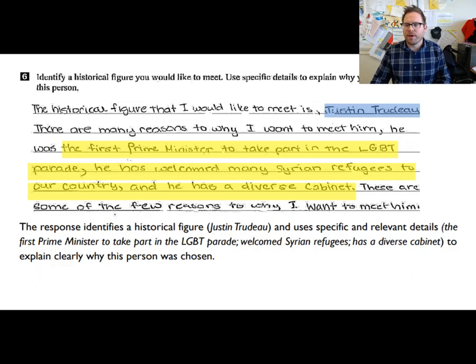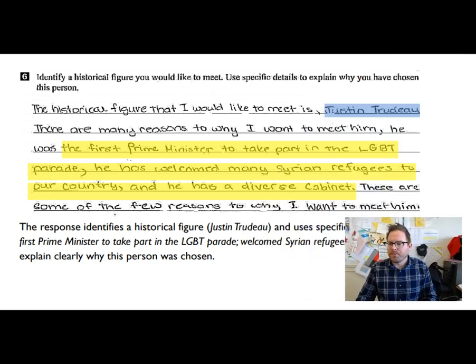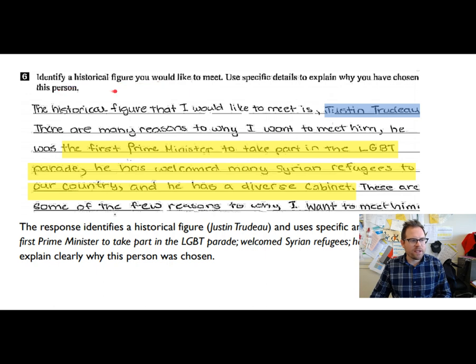So let's take a look at an example here. Okay, so again, the question reads, identify a historical figure you would like to meet. Use specific details to explain why you have chosen this person. So the historical figure that I would like to meet is Justin Trudeau. There are many reasons to why I want to meet him. He was the first prime minister to take part in the LGBT parade. He was welcomed by many Syrian refugees to our country, and he has a diverse cabinet. These are some of the few reasons to why I want to meet him.